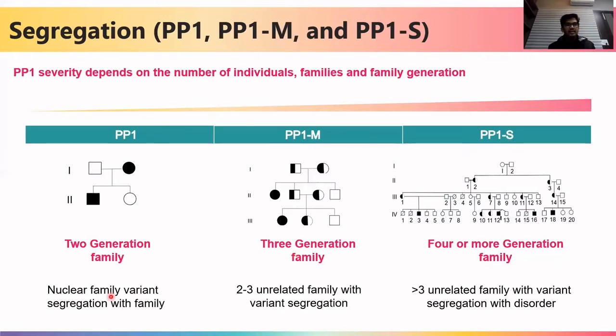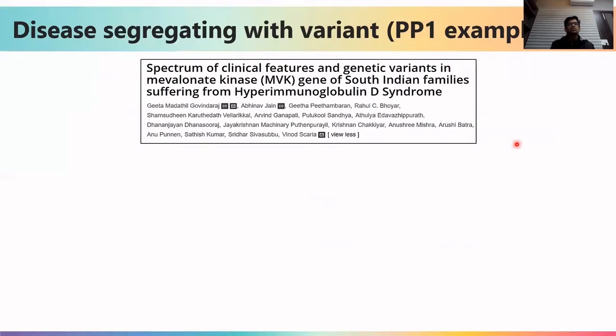Again, this PP1 is for a single nuclear family. If there's not a three-generation family, but there are multiple families, like two or three unrelated families in which variant segregation has been identified, in that scenario also you can put it as PP1M. For PP1S, if there are more than three unrelated families with variant segregation with the disorder, in that scenario you can put it as PP1S. That's strong evidence.